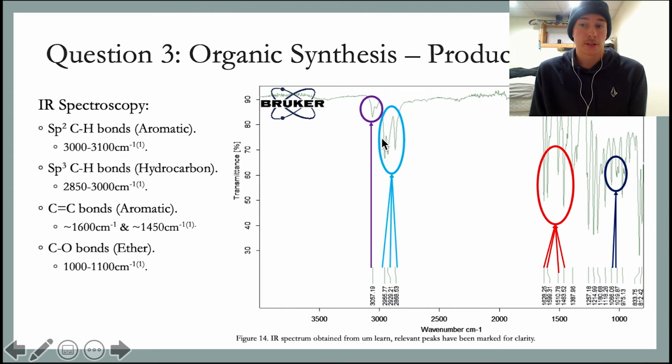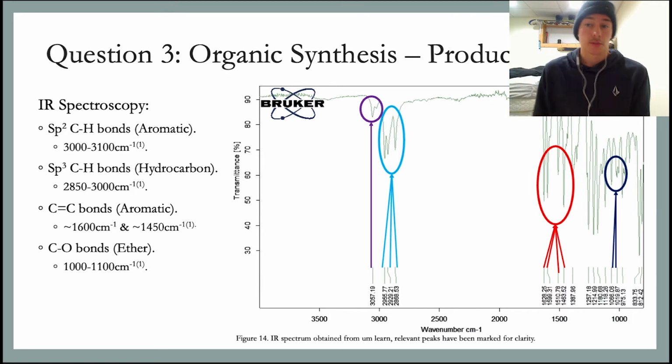So next we look at the IR spectrum obtained of the isolated product. I've marked relevant signals on the spectrum and obtained reference values from the lab manual for each relevant signal, and we'll analyze each group now.